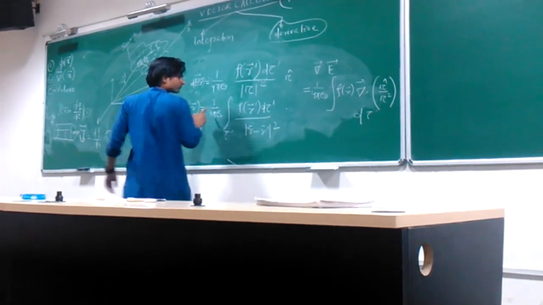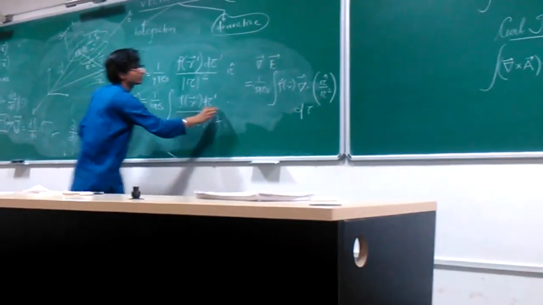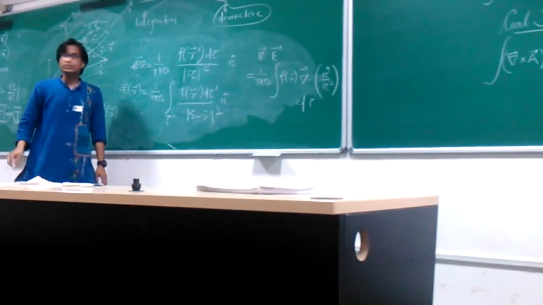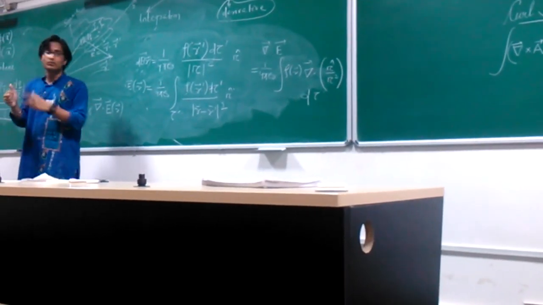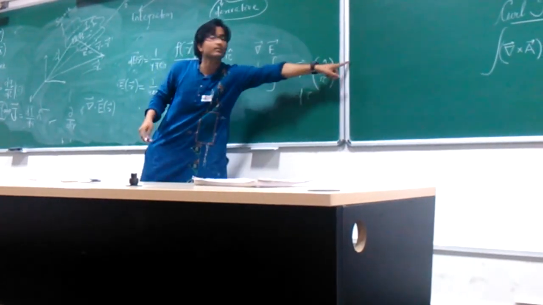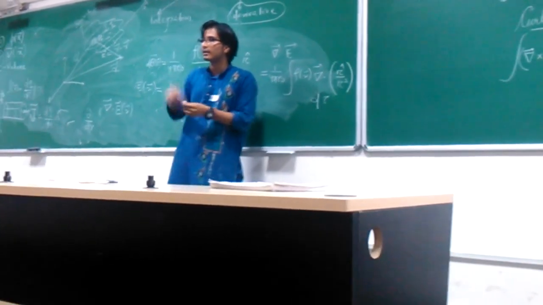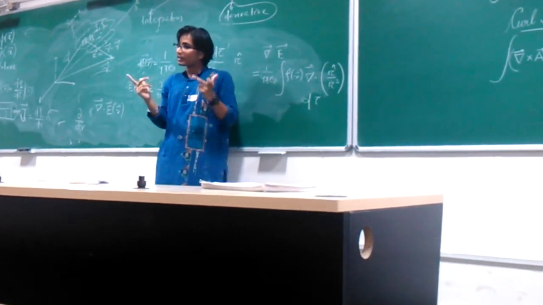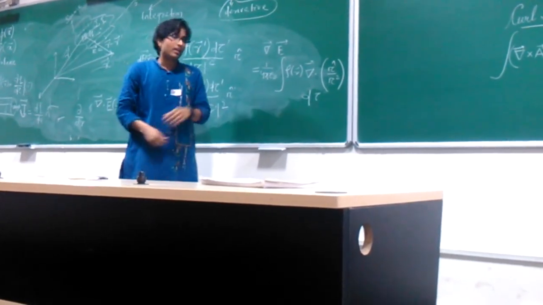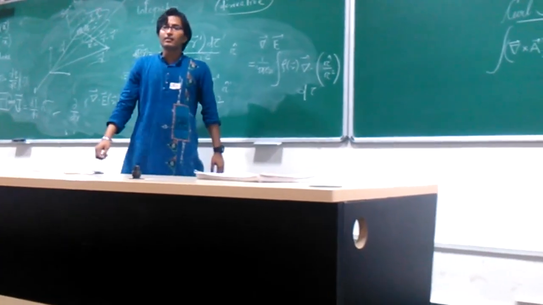I wrote there r cap. Lower effort. Is this true? I told you r cap is all the time changing, not like x cap, y cap, z cap. So I have to take the derivative of r cap also. I cannot take r cap out. R cap is not a constant. As we move here and there, r direction is changing. So as a vector it is changing. But x, y, z are always constant. Now I am going to d tau prime.